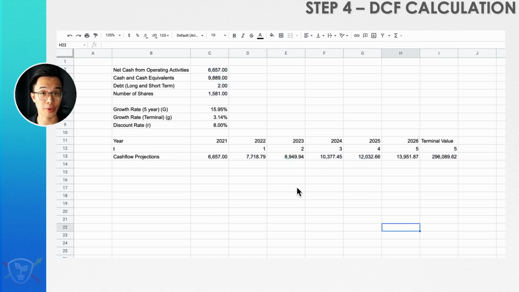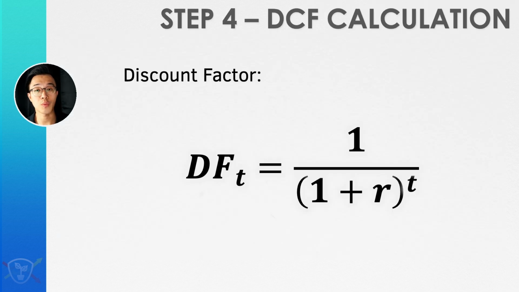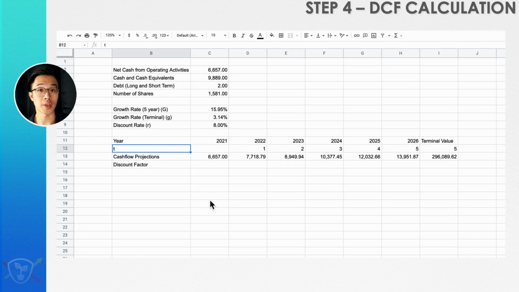These are our cash flow projections for the next 5 years and the terminal value based on the growth rates that we have selected. In the next row, we're going to begin the process of discounting the cash flows to the present value. So what we need to come up with here is the discounting factor. So the formula for this is basically 1 divided by 1 plus the discount rate to the power of t, with t being the numerical value that we have assigned to each of these years.